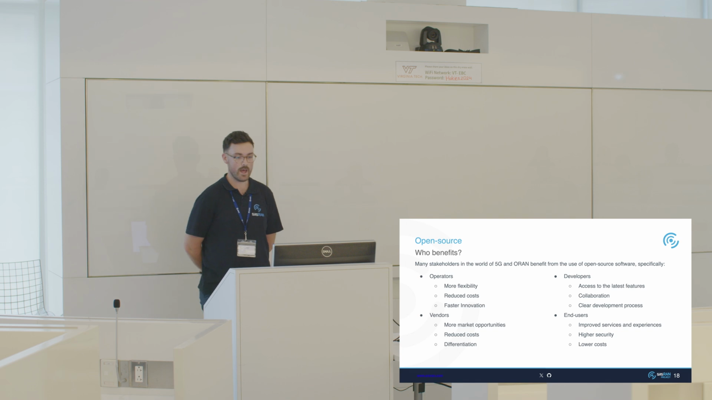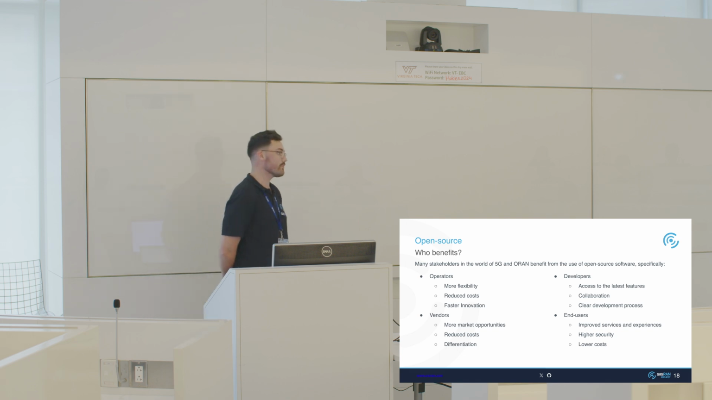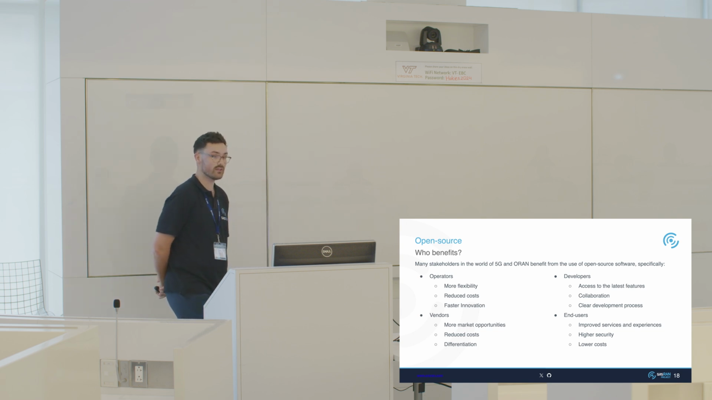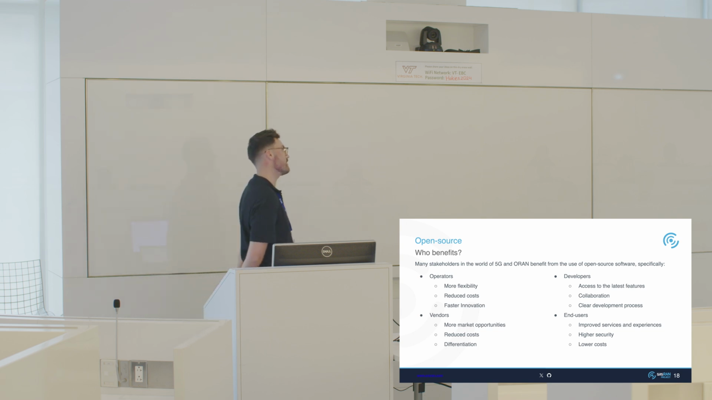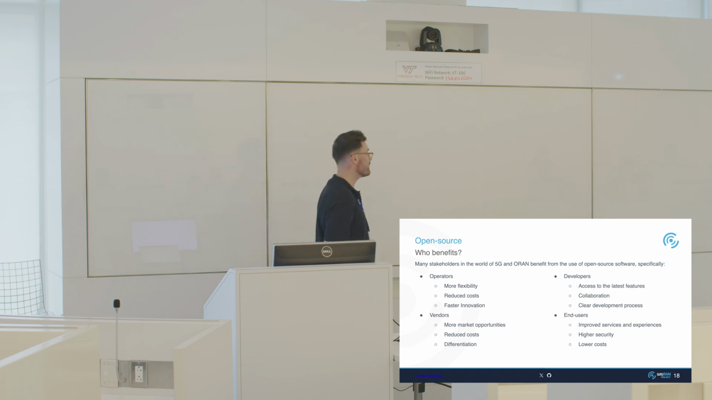The end user, so that might be people like you here in the room, you get improved services and experiences. So typically, open source code actually works very well. Because it's open, because there are so many eyes on it, it has to work well or nobody will use it. There's a higher level of security, like we said, more eyes, more people breaking it, more people doing weird things, more people trying to fix it makes things more secure, and lower costs, right? Obviously, open source is free.